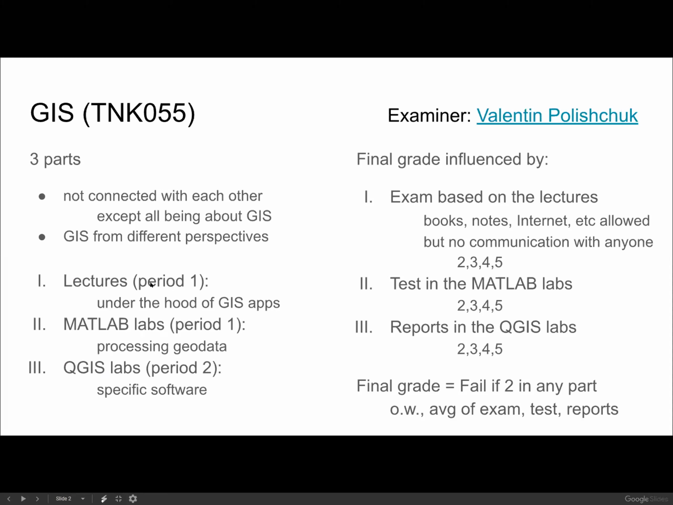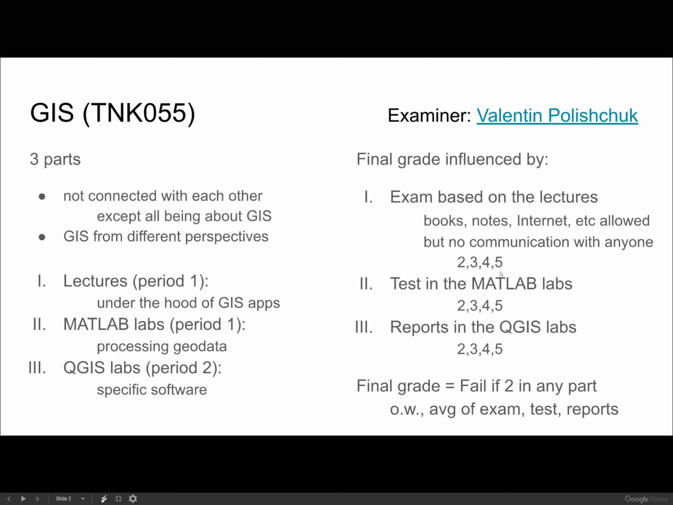So in the lectures, we will be looking at theory behind GIS applications. What is really there in terms of mathematics, algorithms, and other things. In the MATLAB labs, you will be actually getting your hands dirty with processing some geodata. And in QGIS labs, you will basically learn QGIS. I'm not quite sure what you will do there, but that's in the next period, so don't worry about that too much. So all 3 parts influence your final grade.